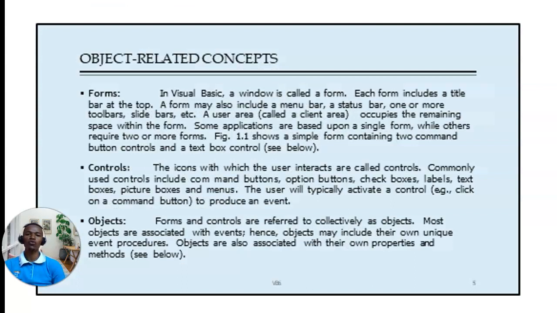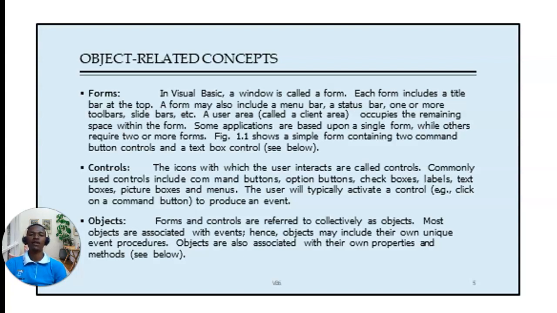Let's move on to object-related concepts. Under this, we define some terms which are being used in a programming language or development environment. And one, we start by forms. What is a form? In Visual Basic, a window is called a form. It includes a bar at the top of the window, that is the title bar, which defines the title of your project, or rather your form.